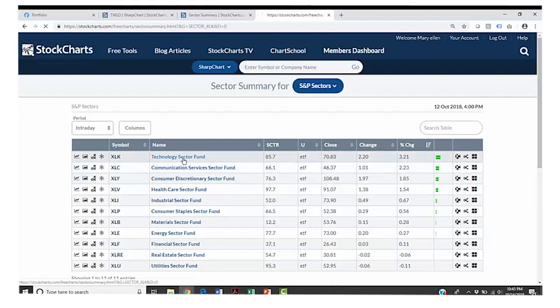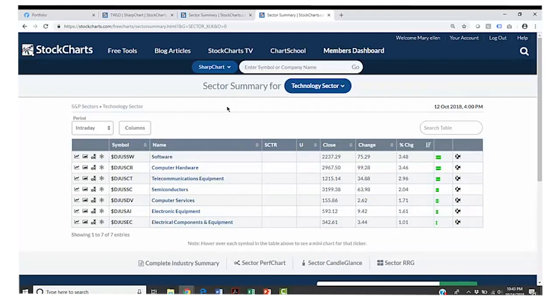So let's go ahead and dig into the technology sector. And I want to now key in on areas within technology that have been strong year to date. These are going to be your more active, more uplifted types of stocks.